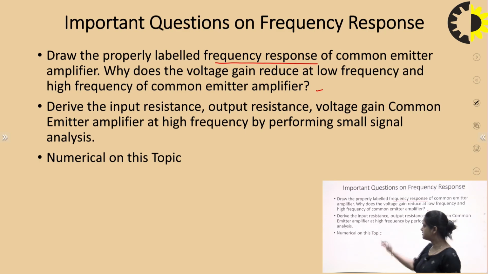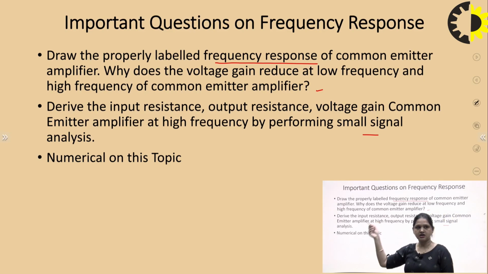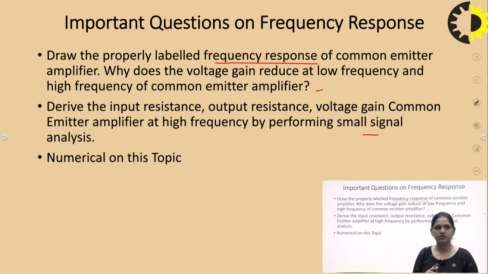Now let's see question number 2. Derive the input resistance, output resistance and voltage gain for the common emitter amplifier at high frequency by performing the small signal analysis. We have seen the small signal analysis of the common emitter amplifier. We have seen the input impedance, that is R signal dash. We have calculated the value of input impedance, output impedance, and gain. So you have to do the complete derivation.